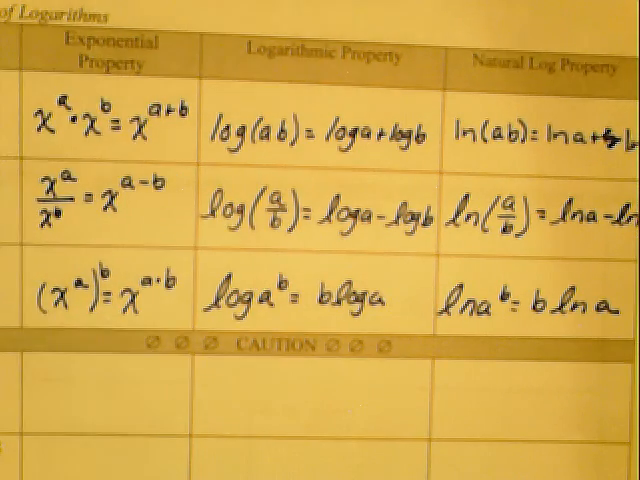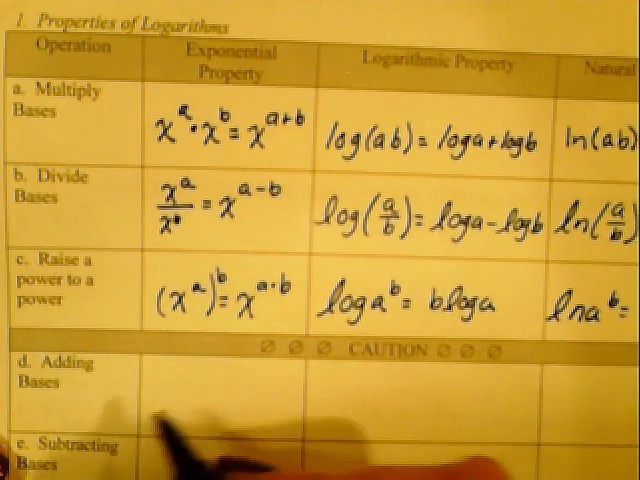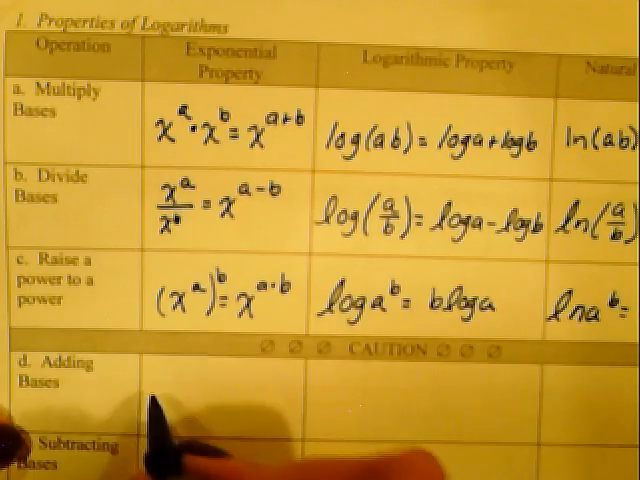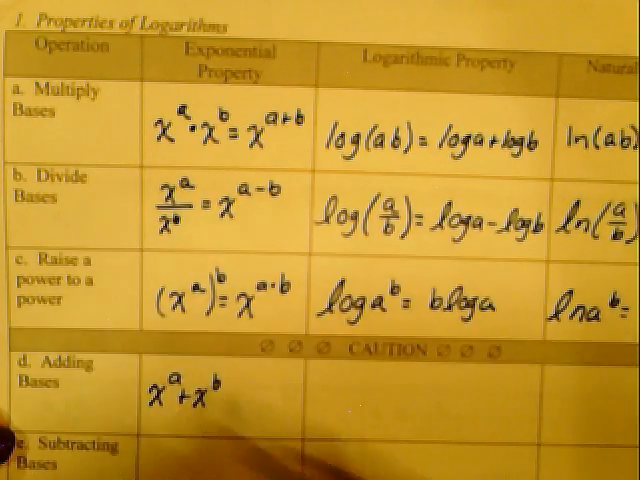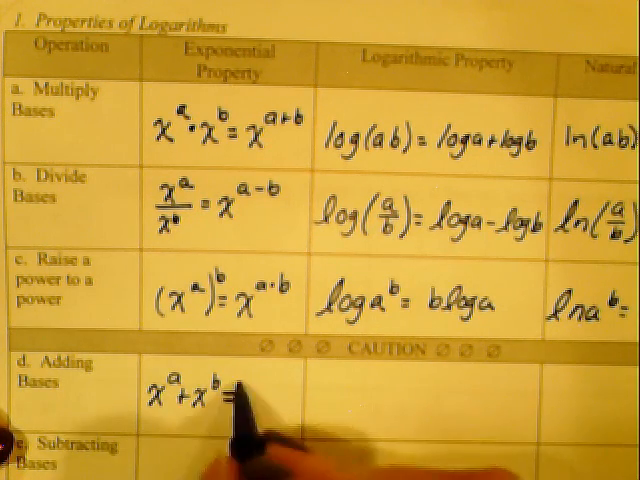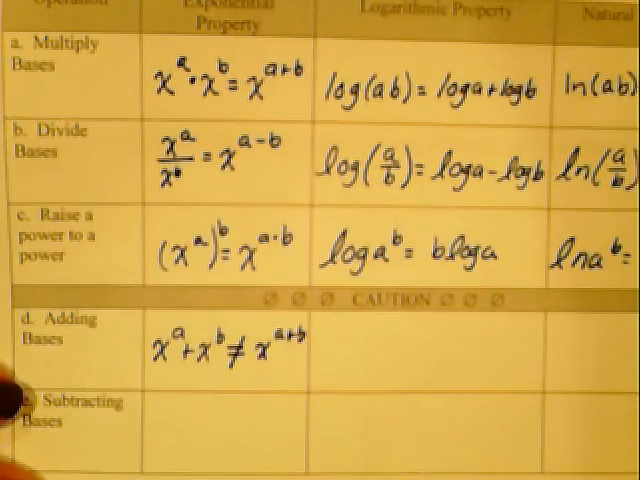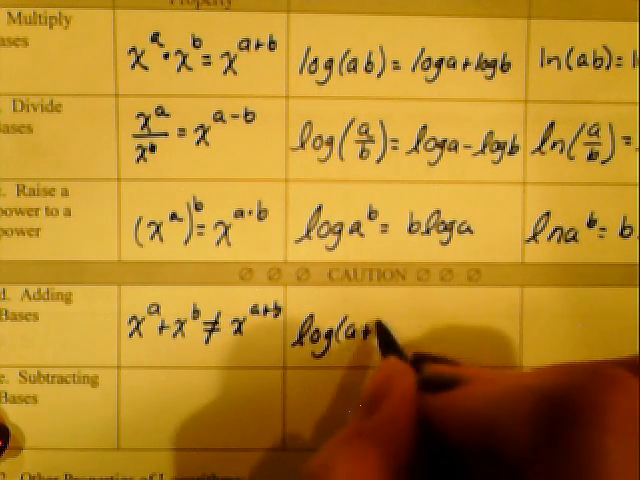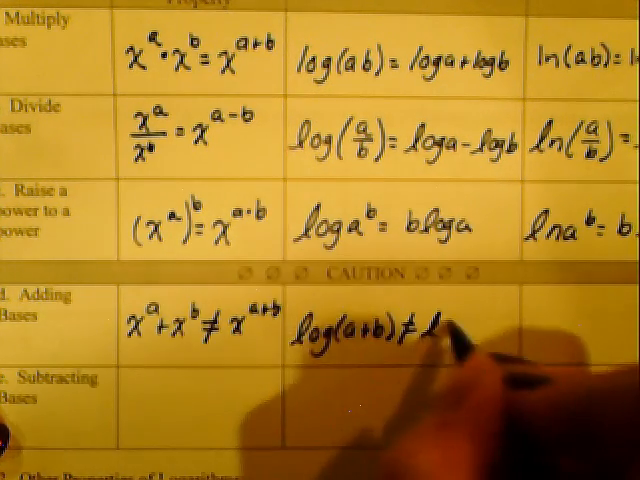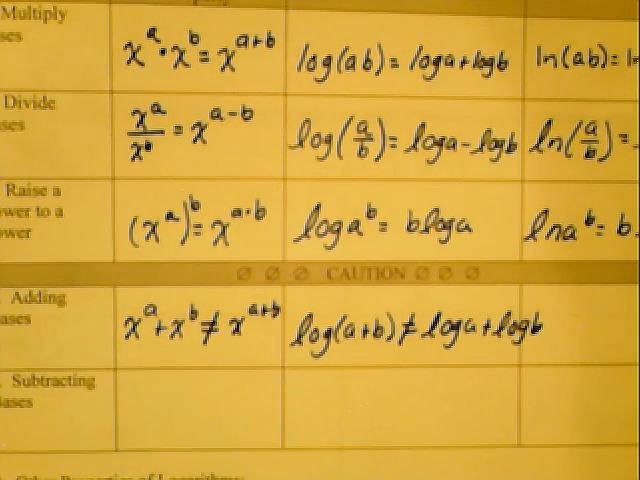So those should be some properties of logarithms that you talked about last year. Quick cautionary, there is no property involving addition. Just like when you add two variables together with different exponents, it is not equal to x raised to the a plus b. Same thing with your logarithms. If you're taking the log of a sum, it is not equal to log of a plus log of b. And obviously that would also apply to natural logs too.